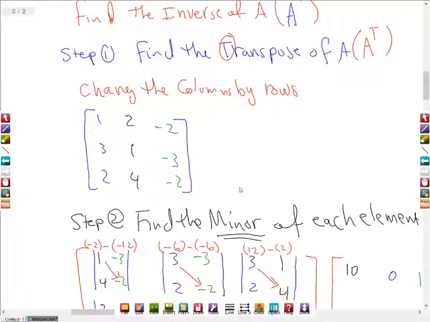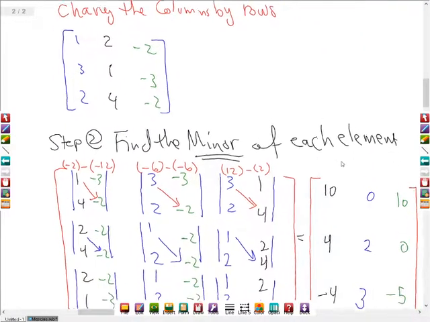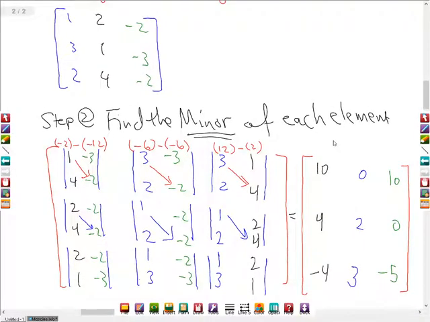Step 2: find the minor of each element. What do I mean by the minor? Look, it's long, but it's easy. You see this first element, 1? You delete everything underneath it and everything across. What's left? 1, negative 3, 4, and negative 2. Go to the second guy, 2.